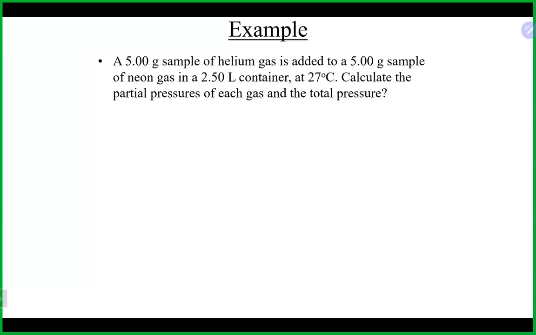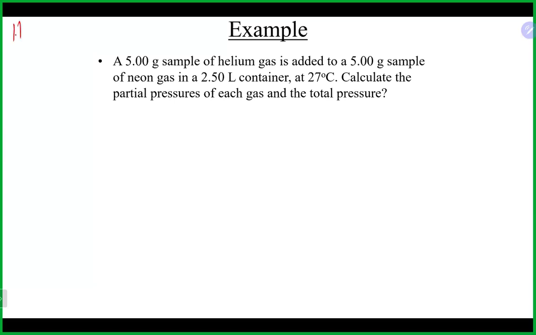All right, so why don't we try one here? You have 5 grams of helium and 5 grams of neon in a 2.5 liter container at 27 degrees Celsius. What is the partial pressure of each gas and what is the total pressure here?